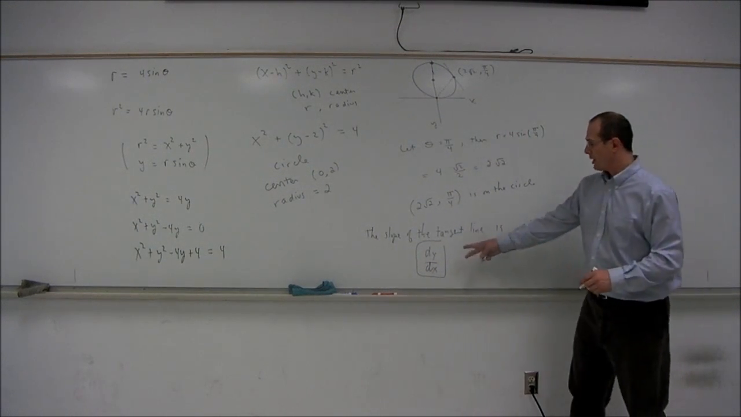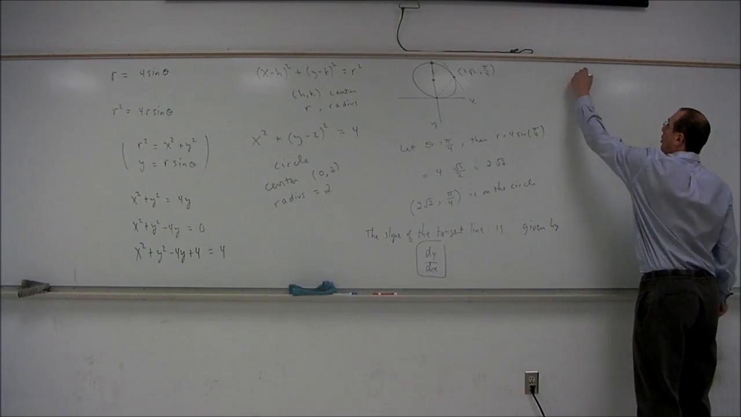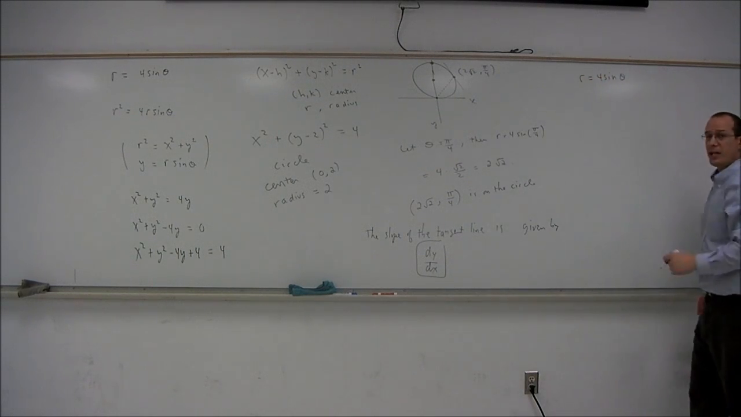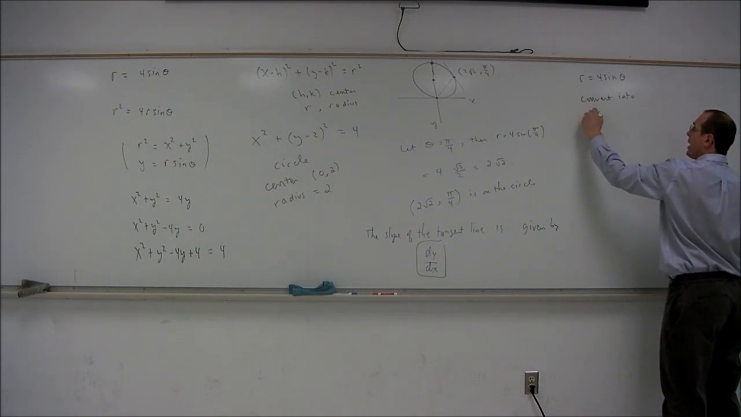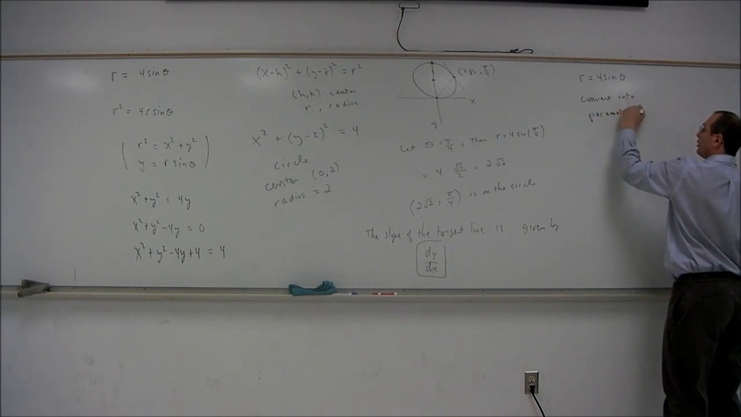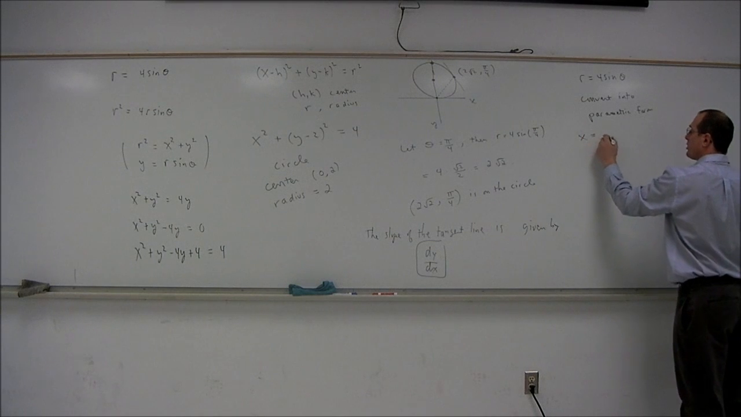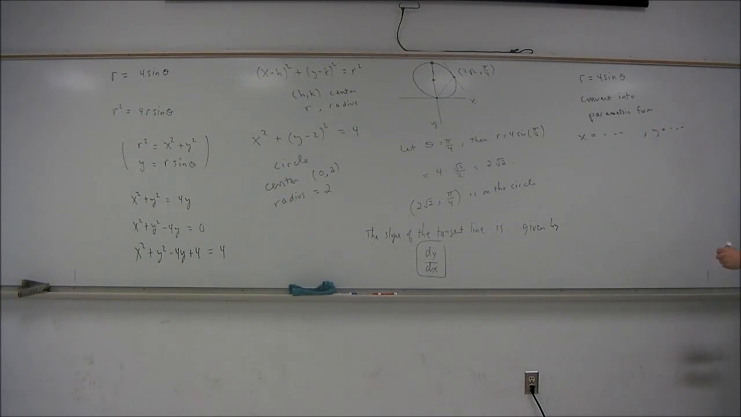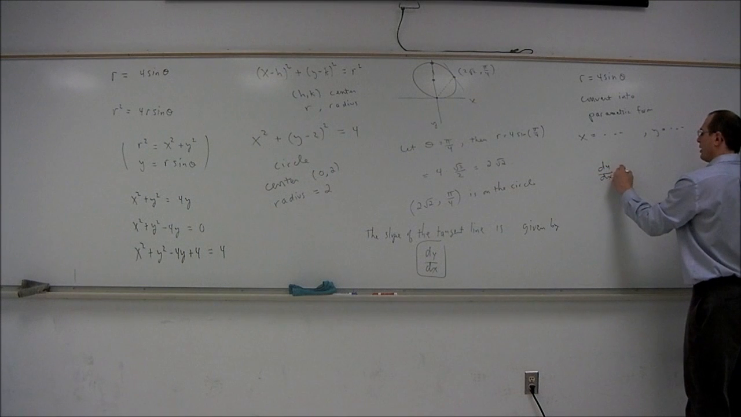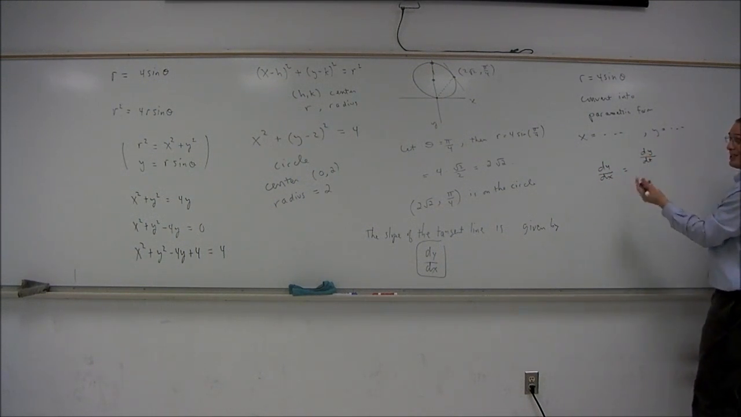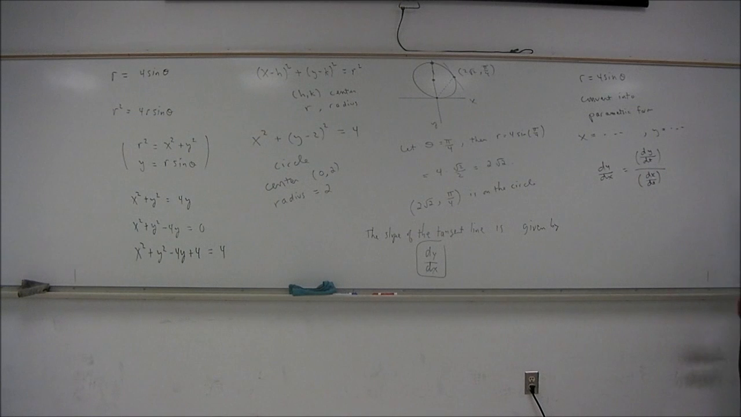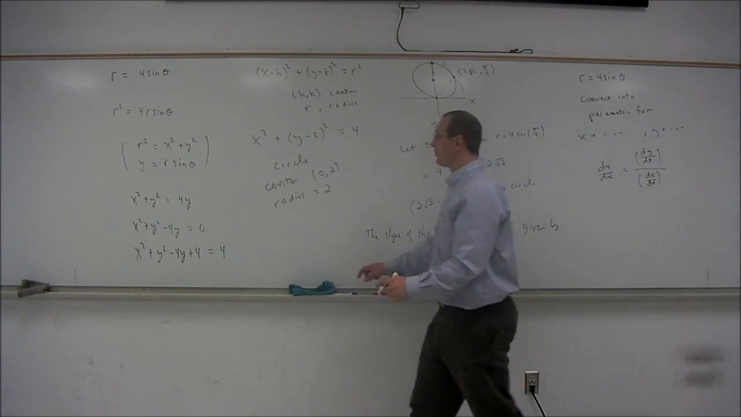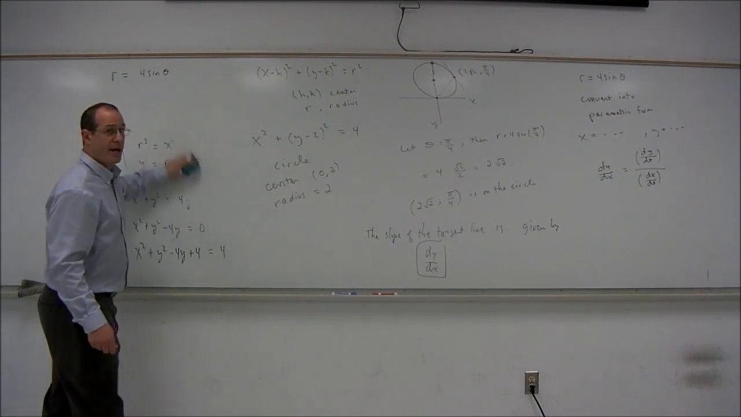So in order to calculate dy over dx, given r equals 4 sine theta, where there's not an x or a y in sight, we have to convert this into what's called parametric form. So we should have x equals something and y equals something. And then once we have the parametric form, there is a formula for dy dx. That would be dy over dt, assuming t was the parameter. It won't be in this case. And divided by dx dt. Our parameter is actually going to end up being theta. So let's have a look. How do we create the parametric form?